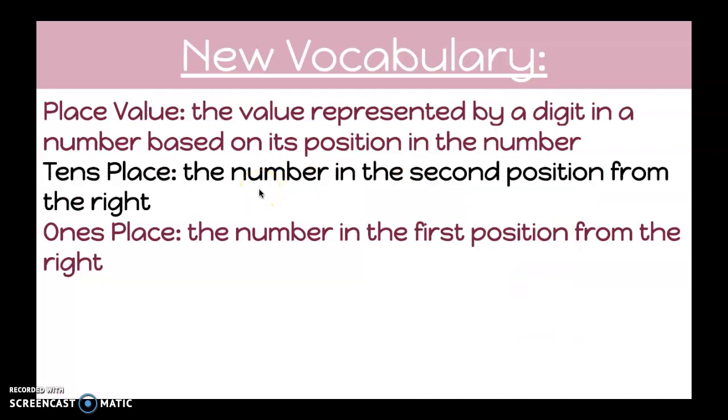Our new vocabulary for our lesson, place value. The value represented by a digit in a number based on its position in the number. So knowing that the value of the number is determined where we put the digit in the number. If we put the digit in the ones place, it'll have a different value than if we put it in the tens place. Tens place is the number in the second position from the right. And the ones place is the number in the first position from the right.